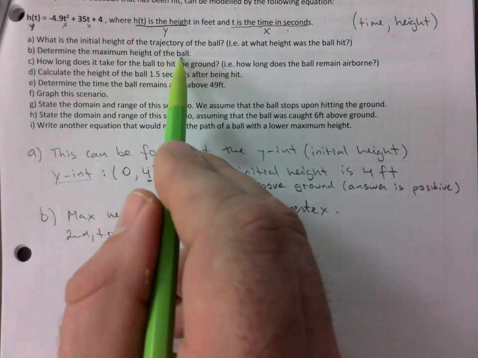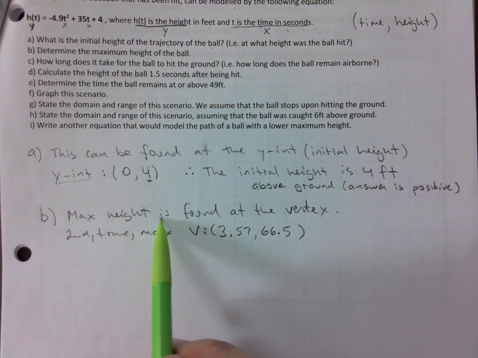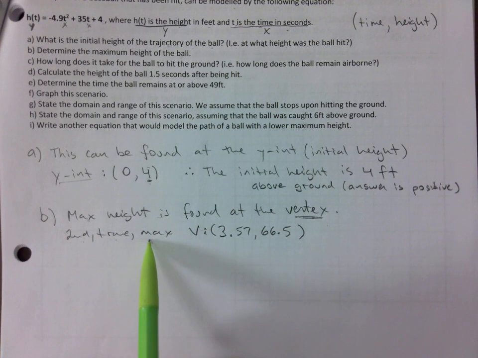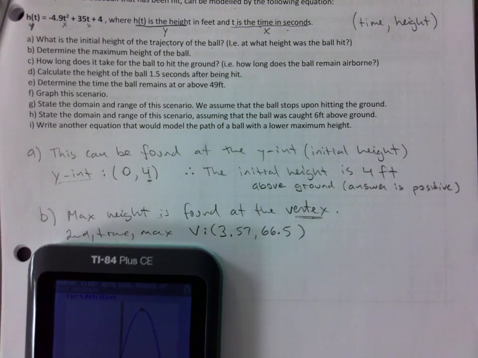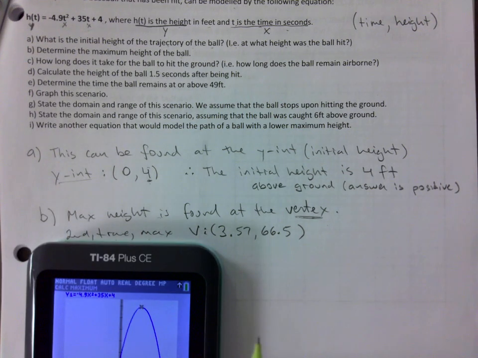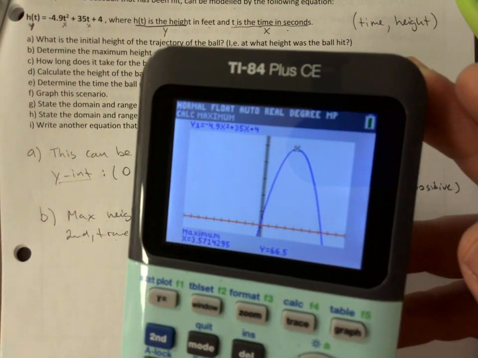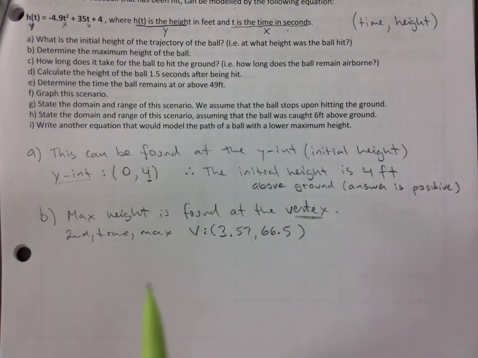B, determine the maximum height of the ball. We found it at the vertex. We know that's going to happen at the vertex, so we went second trace, max. Can you just do that real quick? I have it still from yesterday, second trace. We have to pick maximum. Most questions are going to be max, folks, when it comes to word problems. And I found it to be (3.5, 66.5), right? That's what I got on my calculator. That's not the answer. You're close, okay?